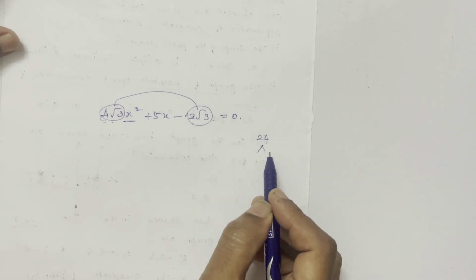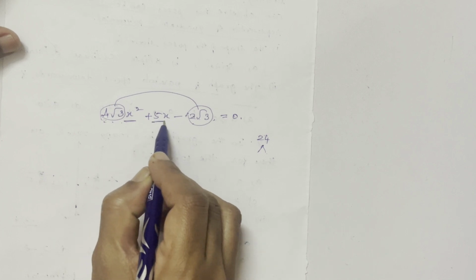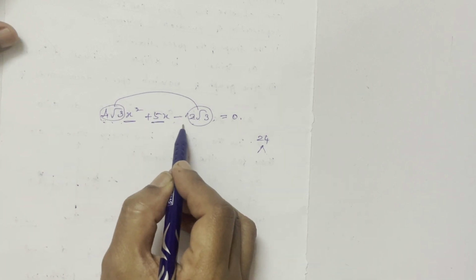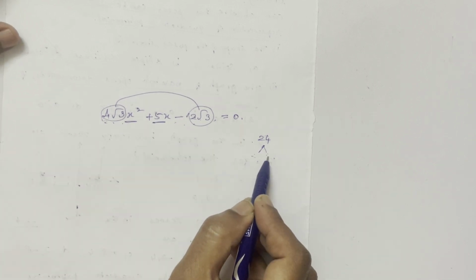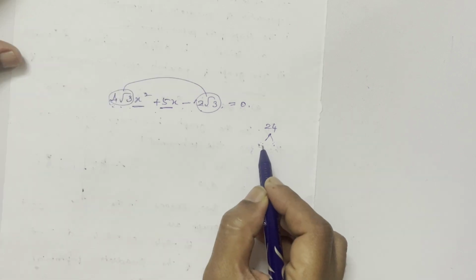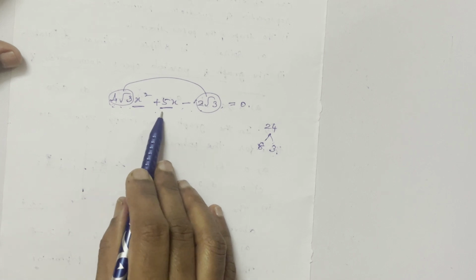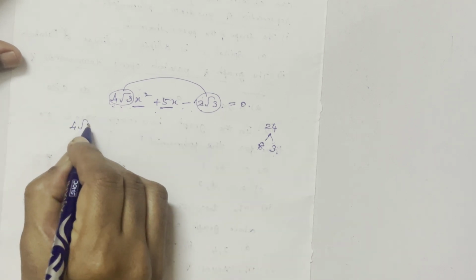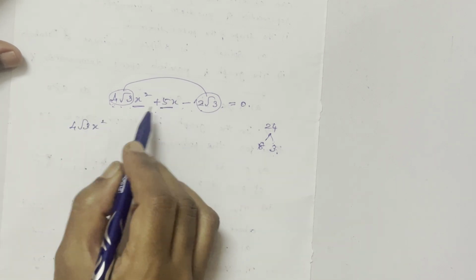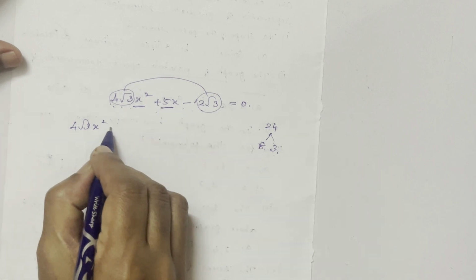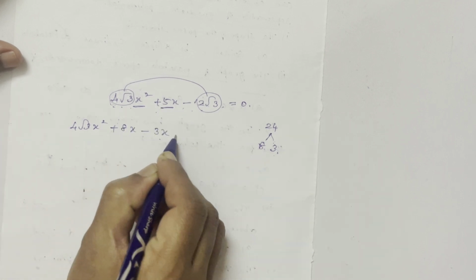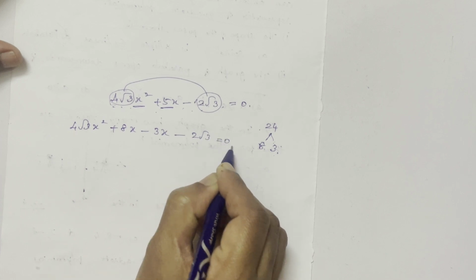We have to split this number to get the middle term 5. The last term is negative. So, one of the splitting terms is negative. 8 into 3. When we subtract 8 and 3, we will be getting 5. So, 4 root 3 x squared plus 5x becomes 4 root 3 x squared plus 8x minus 3x minus 2 root 3 equal to 0.